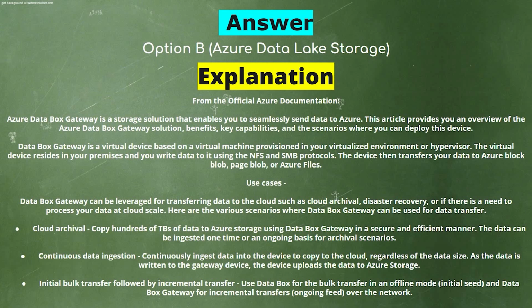Number 2. Continuous data ingestion. Continuously ingest data into the device to copy to the cloud, regardless of the data size. As the data is written to the gateway device, the device uploads the data to Azure storage. Number 3. Initial bulk transfer followed by incremental transfer. Use Data Box for the bulk transfer in an offline mode, initial seed, and Data Box Gateway for incremental transfers, ongoing feed over the network.